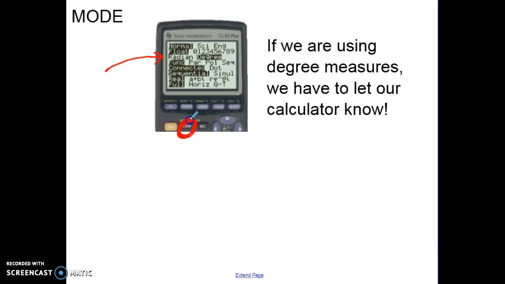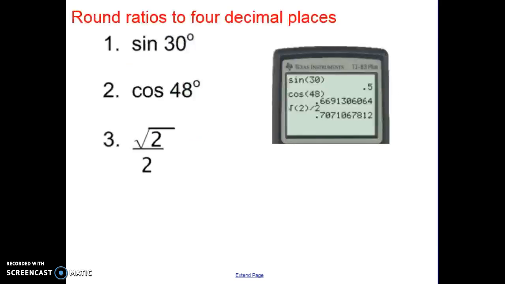All right, so once that's settled, do a quick little check and just punch in these values: sine of 30, cosine of 48, root 2 over 2, using parentheses properly, of course, and just make sure that we're getting these values up here on the side. If you're not getting those numbers, then either we're goofing with our parentheses placement, or we might be set in the wrong mode. Again, set it in degrees, not in radians.